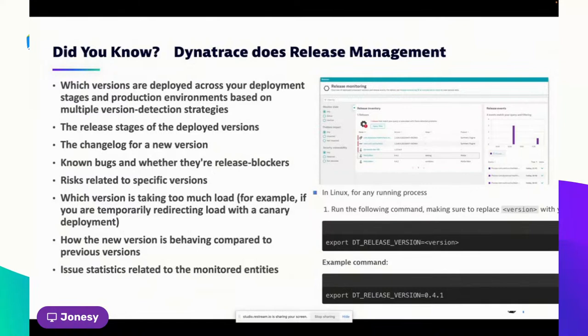So, this is interesting because what it does is it basically allows you to understand which versions are deployed across your different stages. It allows you to get visibility into the release stages for those deployed versions. It provides a change log for new versions, and that allows you to integrate, if you had more of a GitOps type approach, you could hook this into your change log. You could tie this into known bugs related to those releases.